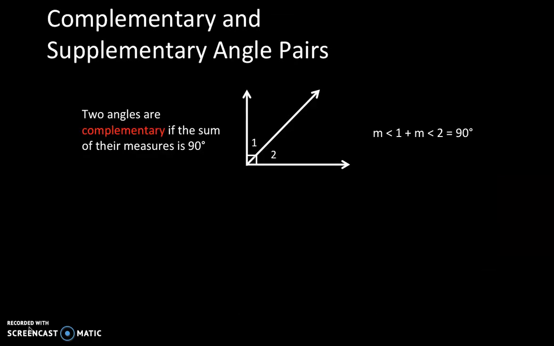Today we're going to use some different words to describe angles that go along with these straight angles and right angles. We're going to be talking about complementary and supplementary angle pairs. Two angles are complementary if the sum of their measures is 90 degrees. That's our right angle, the 90-degree angle. In the picture here you can see that the measurement of angle 1 plus the measurement of angle 2 is equal to 90 degrees. That means that these two angles together are complementary.